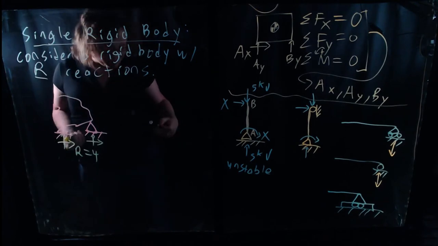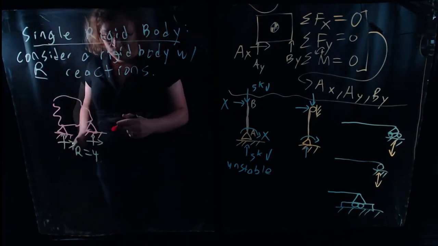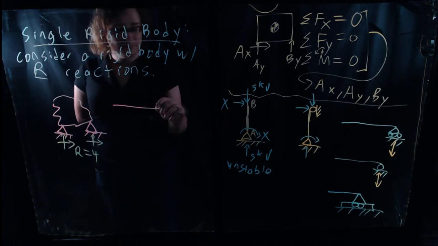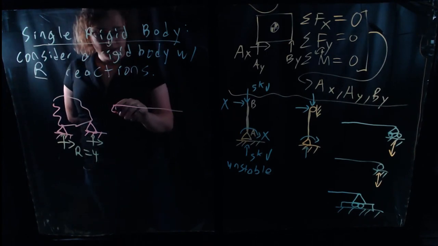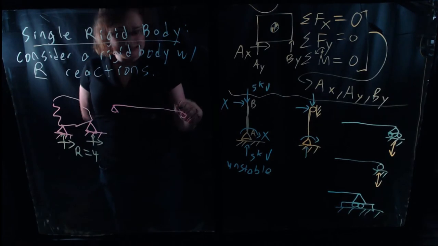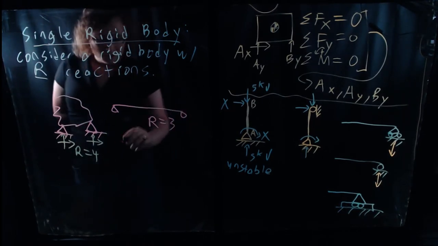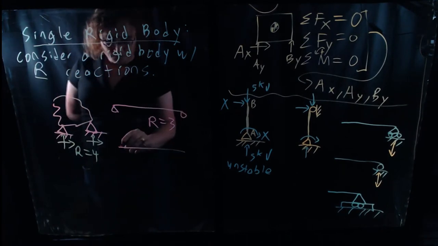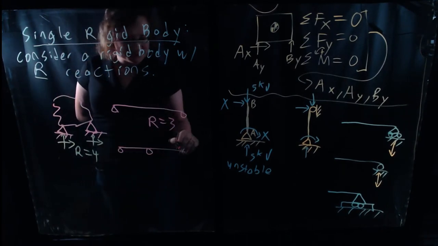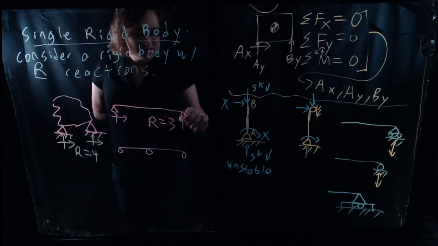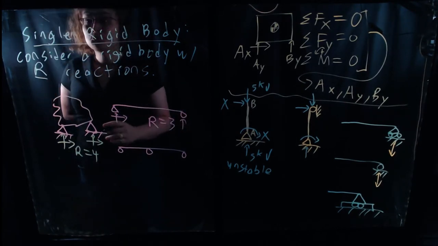Or if we were looking at simple frames, we could have something like this. Let's say we had a beam and maybe something like this. Here, R would equal three. Or we could have a beam with three roller supports, and I guess I could mark those. Here's the reactions. Two on the pin and one on the roller.